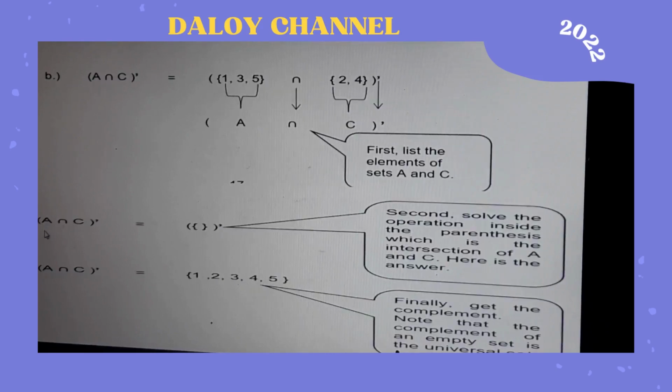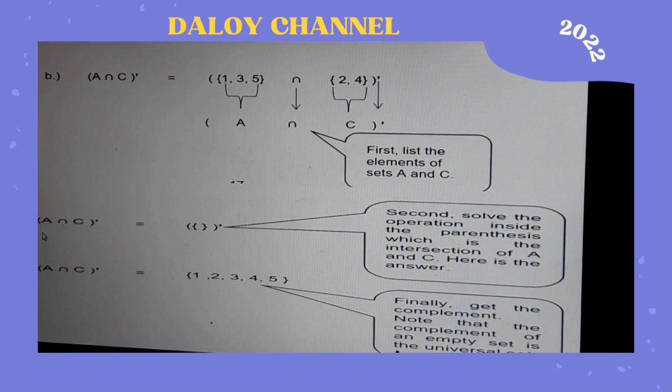For letter B, the first thing that you're going to do is to find the intersection between A and C complement. So again, mentioning the elements, set A has 1, 3, 5, and set C has 2 and 4. Taking its intersection, rather. Then after that, finding its complement. So we have to take it one at a time.